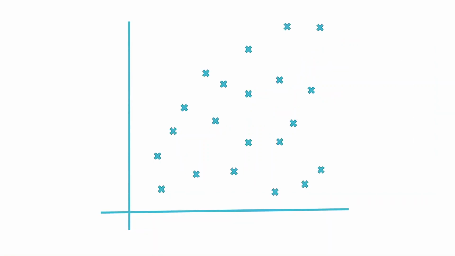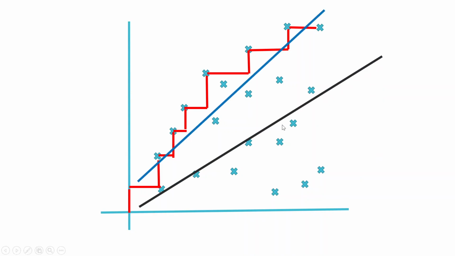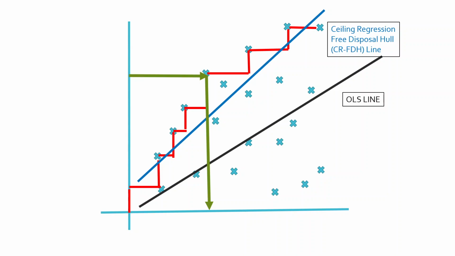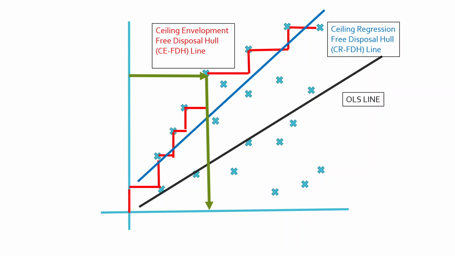Let's see. We have some scatter points. We will connect the outermost points with the help of vertical and horizontal lines: vertical, horizontal, vertical, horizontal, vertical, horizontal, vertical. This way we will create the entire envelope. If I pass a line considering all these points, it is known as the normal OLS line. And if I pass the line considering only these extreme points, the envelope points, then if I want to maintain the minimum level of Y, the minimum level of X required is this much. So the black line represents the OLS line, blue is the ceiling regression free disposal hull line, and the red one is the ceiling envelopment free disposal hull line.